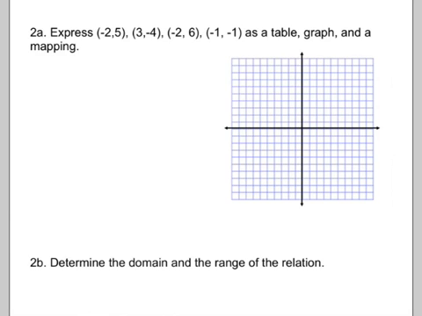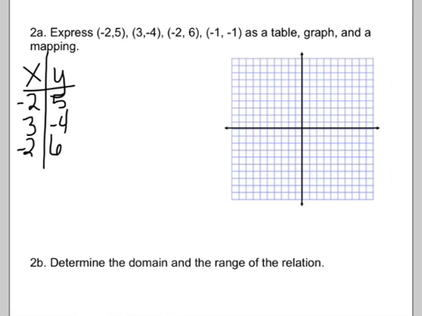So again, table's pretty easy, x and y. All right, I've got negative 2, 5, 3, negative 4, negative 2, 6, negative 1, negative 1. All right, there's my table. Now I'm going to express it as a graph. I'm going to go plot my ordered pairs, starting with the first one, negative 2 on my x-axis. So I count over to negative 2, 1, 2, up to 5, 1, 2, 3, 4, 5. There's my point, negative 2, 5.